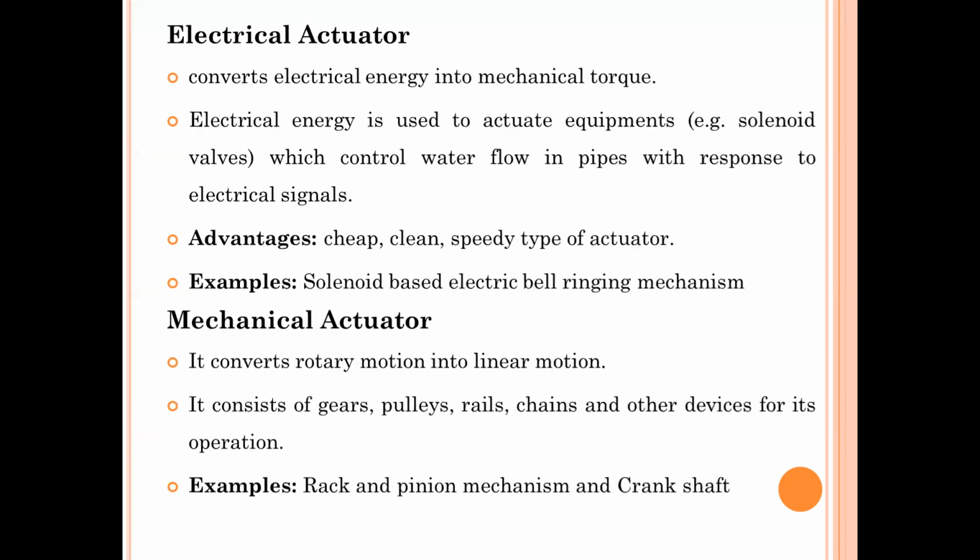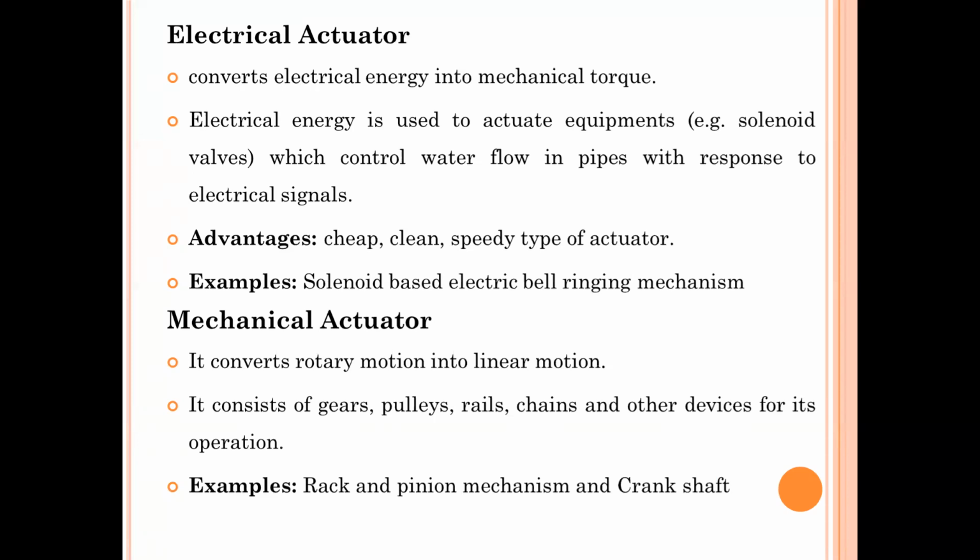The third type is the electrical actuator. This will convert electrical energy into a mechanical torque, and this electrical energy is used to actuate the equipment. Some of the advantages of electrical actuators are that they are cheap and comparatively speedy compared to the other types of actuators. An example of an electrical actuator is a solenoid-based electric bell ringing mechanism.